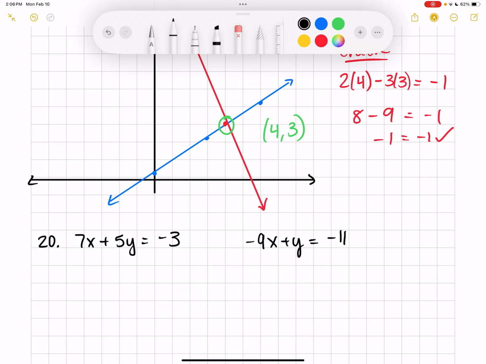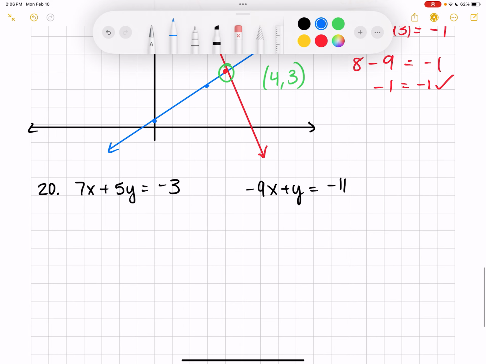So in the first equation, how do I get y by itself? We subtract 7x. 5y equals negative 7x minus 3. Then what? Divide by 5. So y equals negative 7 over 5 x minus 3 over 5. So that's kind of another weird fraction. That's why I chose this one, so we can talk about that.